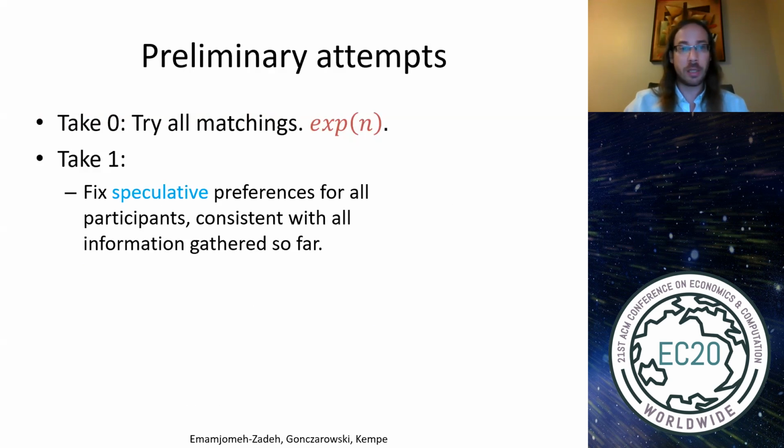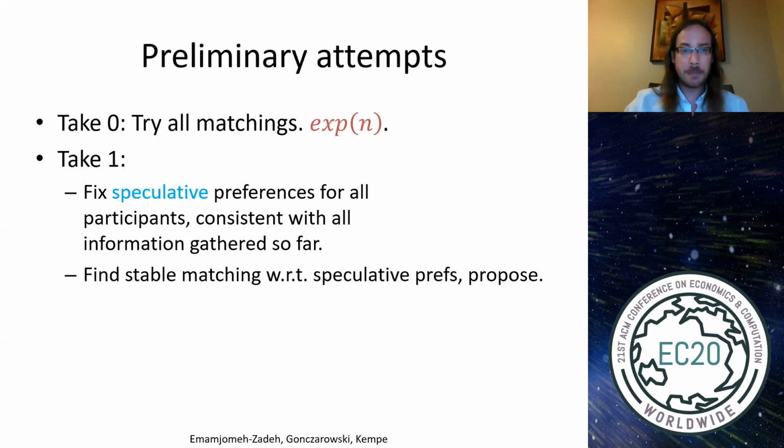So let's try something different. Let's fix speculative preferences for all of the participants, consistent with all the information gathered so far. We'll get to this consistency condition later. For now, you can just think about, in the first steps, fixing arbitrary preferences for each participant, and finding a stable matching with respect to these speculative preferences and proposing it.